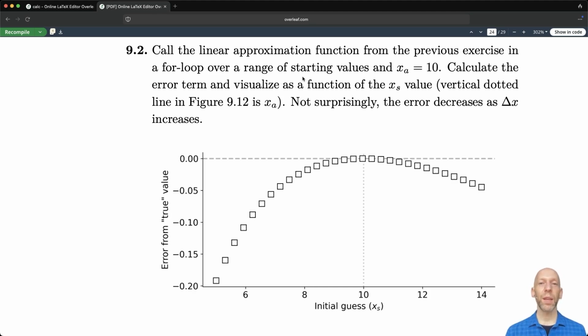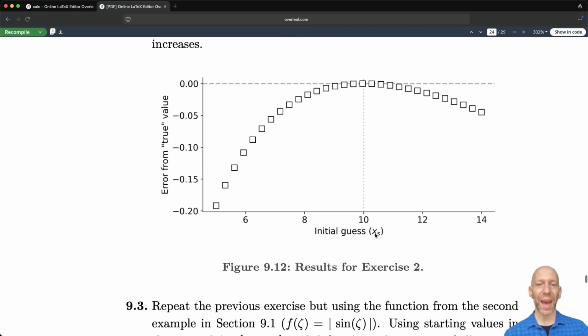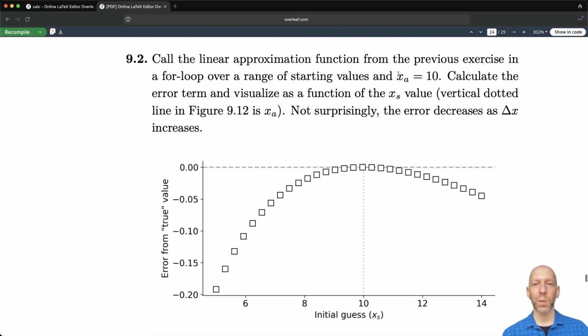So what you want to do here is take the linear approximation function from the previous exercise and put it inside a for loop, where you're looping over a range of starting values. These initial guesses, x sub s, range from 5 to 14 in the for loop. And now the approximating value is going to be 10.